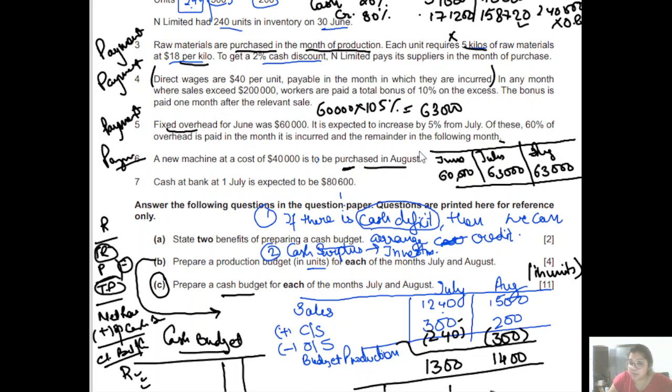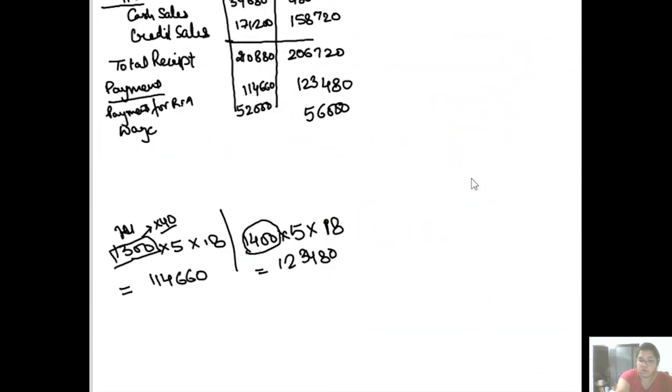How are we going to pay these overheads? These are the overheads. June's overhead is 60,000. July overhead is 63,000, August overhead is 63,000. What did they say?